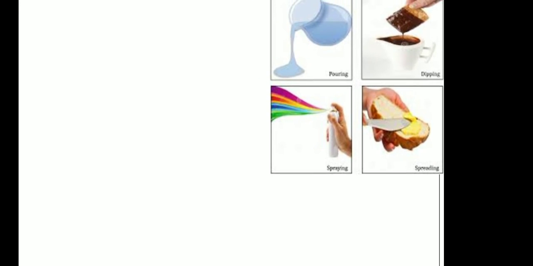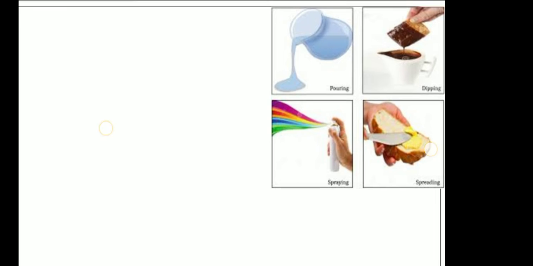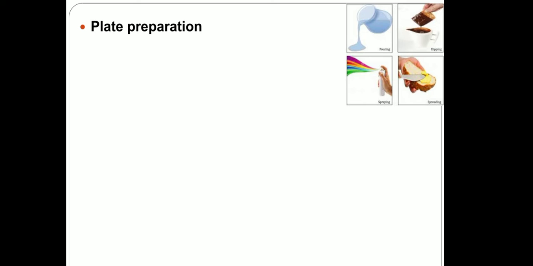In general, the techniques used are pouring, dipping, spraying and spreading. These are the various TLC plate preparation techniques. Pouring means we have to pour the slurry. Dipping means in silica gel slurry we are dipping our plate. Then spray by using sprayer. Then spreading by using spreader. Any spreader can be used. So, plate preparation steps.